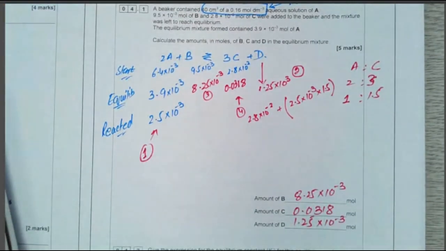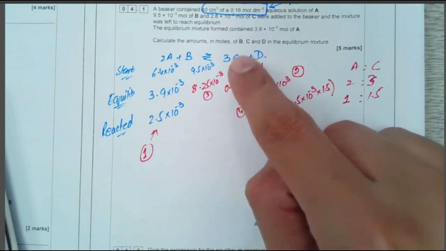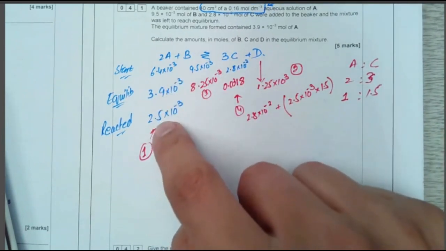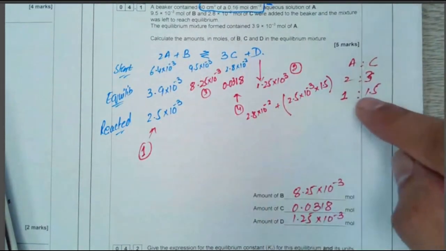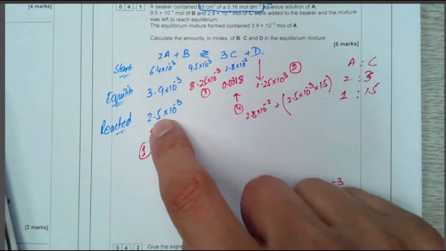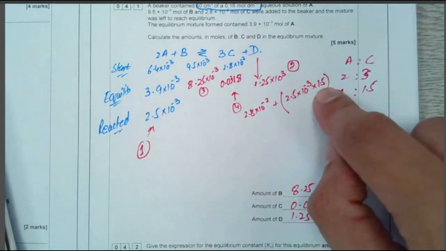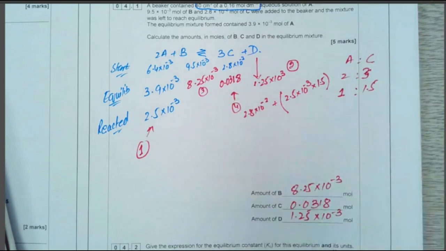Are we all happy with that bit, what I did? Can you just explain the C one? C, because they said at the start they put this much. Nothing happened to this, but from the reactants, 2.5 times 10 to the power of minus 3 moles of A reacted. Now, what's the ratio of A to C? A to C is 1 to 1.5. So how much C will be produced? It will be 1.5 times 2.5 times 10 to the power of minus 3, right? 1.5 times of this will be produced. What was the original? The original was 2.8 times 10 to the power of minus 2. So I added the two together to work out this. Okay, I see what I've done. That makes sense.